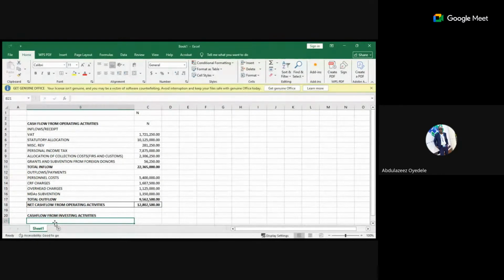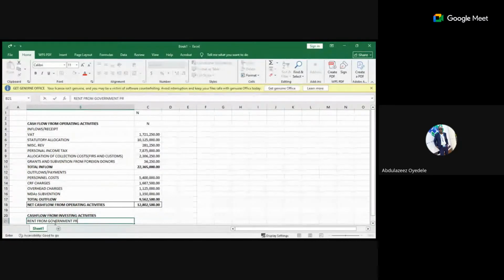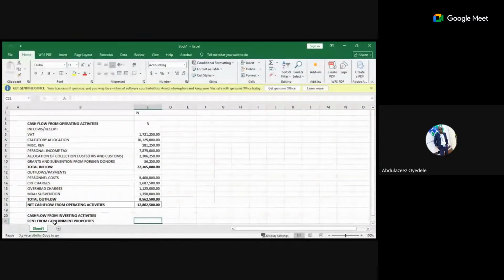Personnel costs, we have used all that. Share of statutory, CRF charges, grants. So we have rent from government properties. That is the rent they receive from the properties that they have invested in. Maybe they built estates or a shopping complex, and then they are earning rent from it. So that is an inflow from investing activity. So post it, rents from government properties, 281,250.